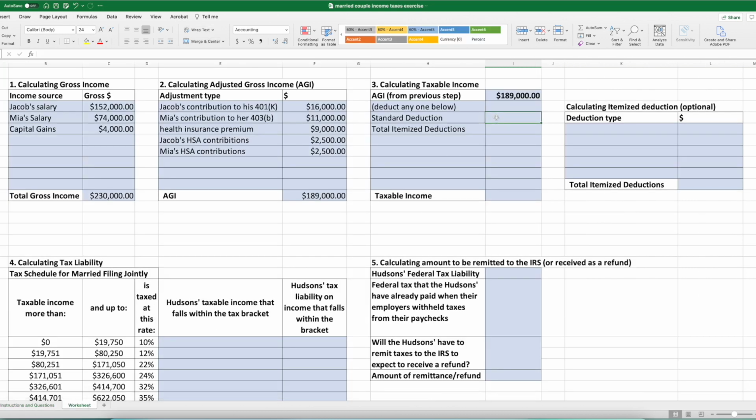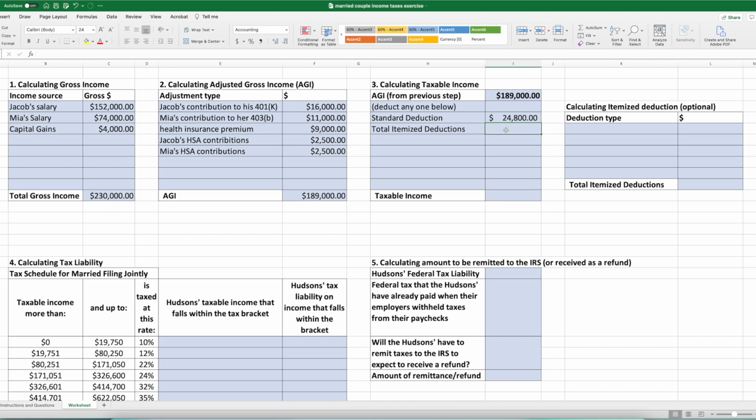Okay, so we can deduct this amount, or we can deduct the total of their itemized deductions. We should choose whichever one is greater, because our goal is to have as low a taxable income as possible, and therefore to pay as little in taxes as possible.